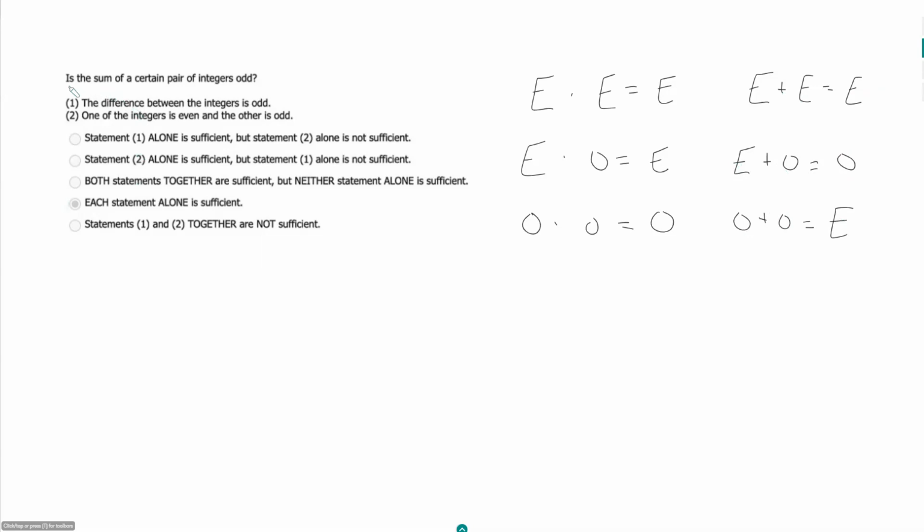So here, the question is asking is the sum of a certain pair of integers odd. There is only one way when we are adding to get an odd, and that is this way here. This means our two numbers have to have different, and I actually looked this up once because I used to say evenness or oddness and I kind of sounded like an idiot, but the word is parity. So our question is really saying, do our two numbers have different parity?